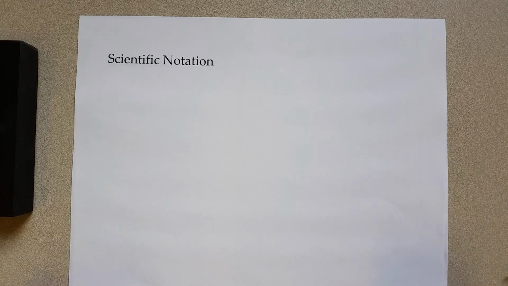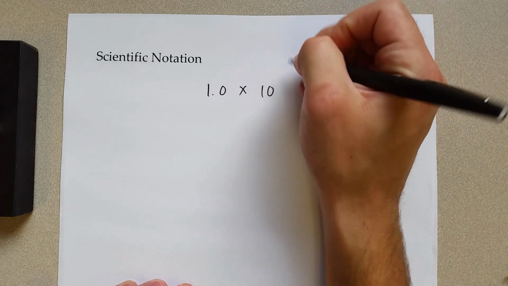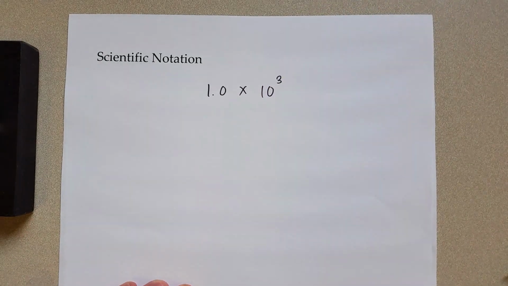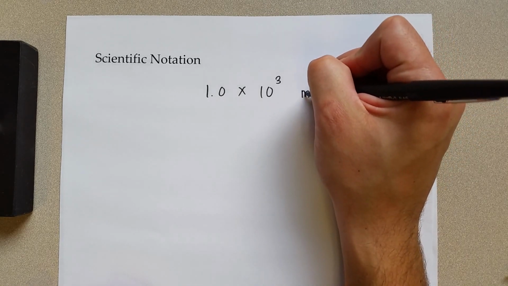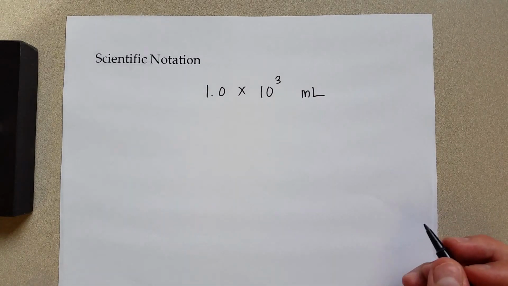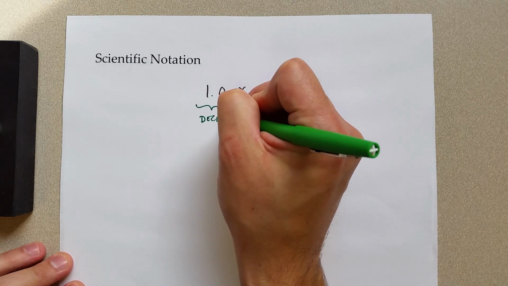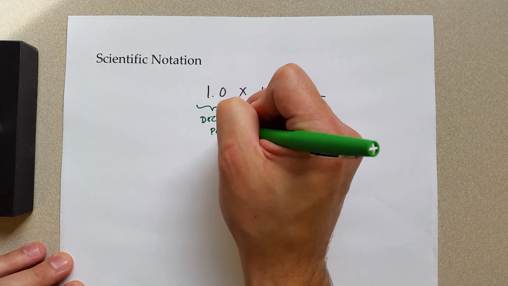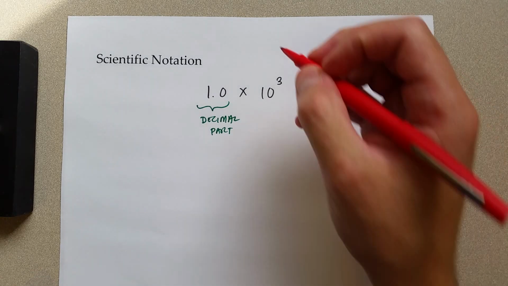Okay, so scientific notation is essentially a way to talk about really, really big numbers or really, really small numbers very conveniently or efficiently. So here's an example of scientific notation. It's 1.0 times 10 to the third milliliters. That's how we would say that. All scientific notation values have a decimal part. And in standard scientific notation, you only have one integer and then the rest decimals. And then we have an exponent part.